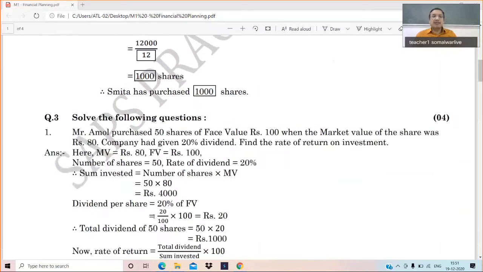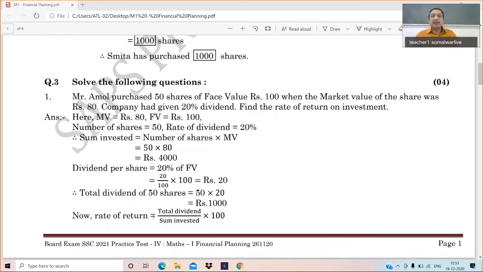Coming to question number 3. Solve the following. These are also compulsory questions as per the unit test pattern. Read the question carefully. Mr. Amol purchased 50 shares of face value rupees 100 when the market value of the share was rupees 80. The company had given 20% dividend, and you know dividend is always calculated on face value. Find the rate of return on investment.